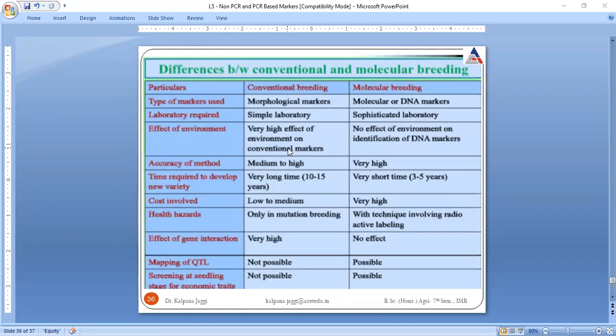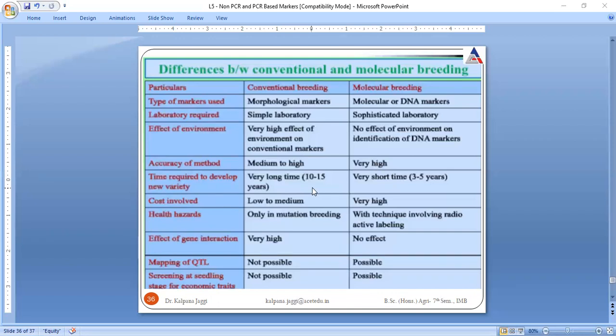This I have already told you. Phenotypic features have a high effect of the environment, but genotype no longer has any effect of the environment. Accuracy is medium to high, but in this case, accuracy is always at a higher level.